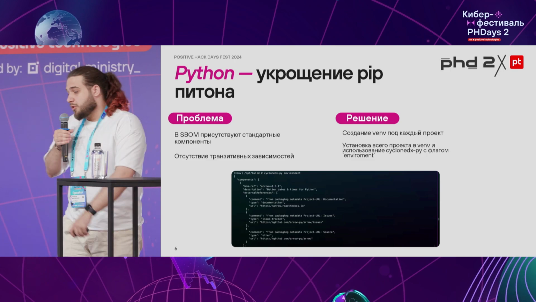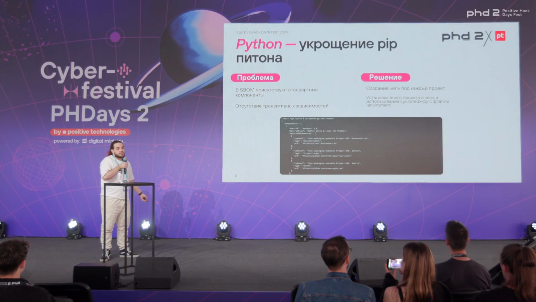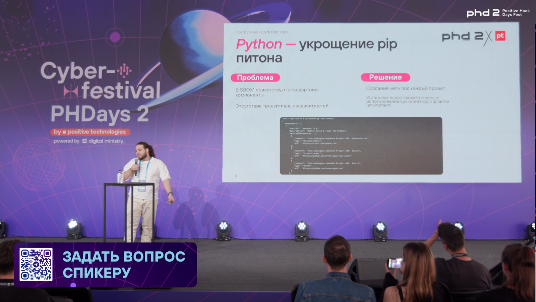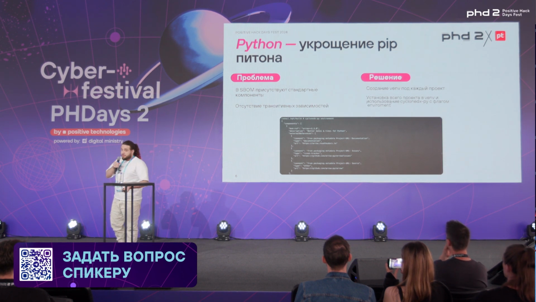Let's start with Python. What is the problem around Python? It has standard packets in the SBOMs, and the lack of transitive dependencies is another problem. So it's a dependency on a dependency following the tree. But we have a great solution, which is CycloneDX Py or pipdeptree. Much depends on what you want to build.